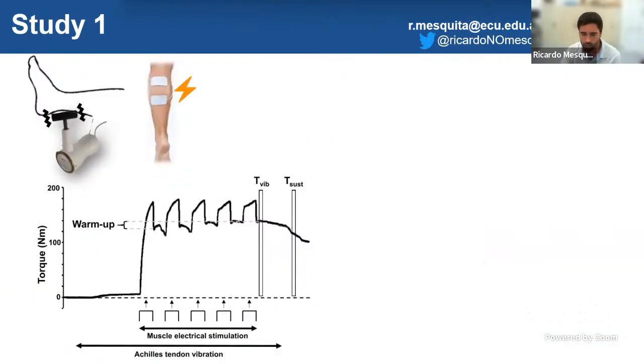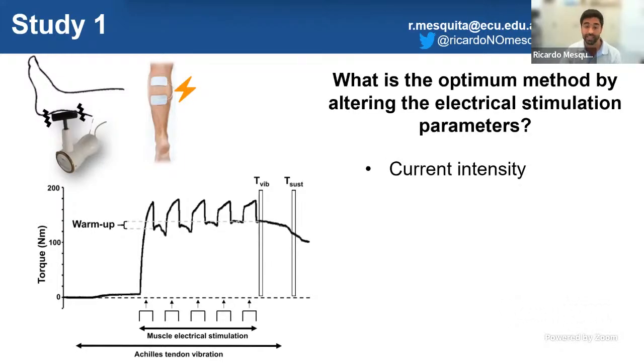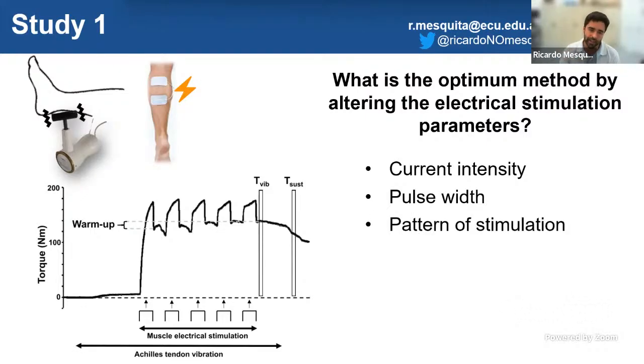So in this study, we wanted to systematically evaluate what would be the optimum method of electrical stimulation to get the biggest response possible, by altering some of the electrical stimulation parameters. Those were current intensity, so how strong the electricity is; pulse width, which is how long each single stimulus lasts; and finally the pattern of stimulation, so the number of stimuli and the timing of stimulation. And then we looked at the effect of these electrical stimulation parameters on the amount of force produced in different time windows during the trial.